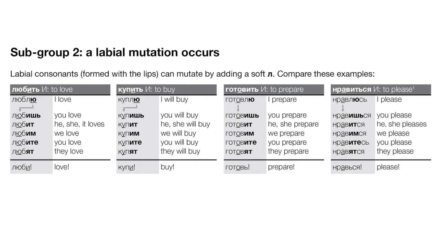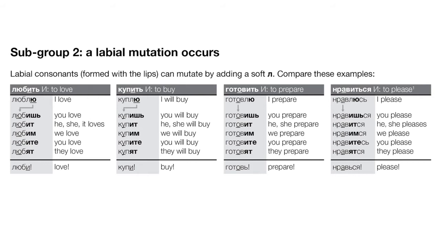So let's review these four. Любить, люблю, right? There's the mutated form. Люблю, любишь, любит, любим, любите, любят, люби. Купить, куплю, купишь, купит, купим, купите, купят. Готовить, готовлю, готовишь, готовит, готовим, готовите, готовят. Yeah, try to speed it up, by the way, as you're doing this at home, right? You can do it very quickly, right? And the more you practice, the faster you can go.